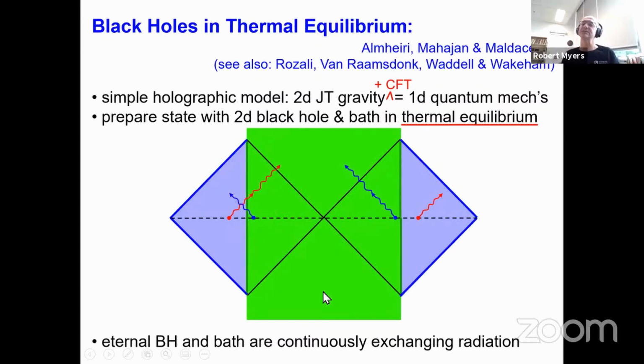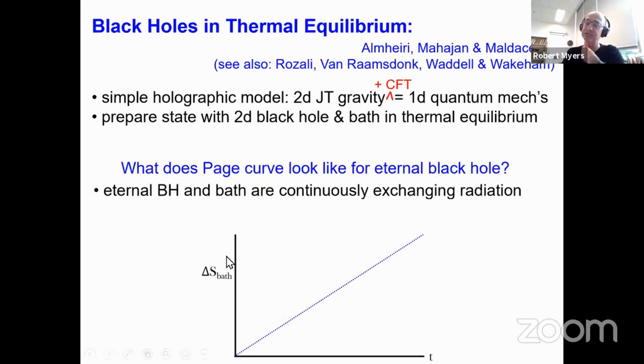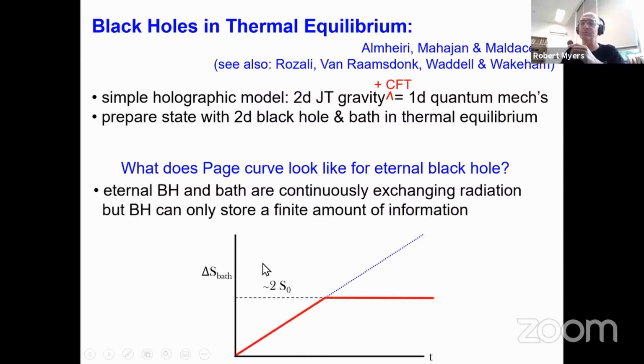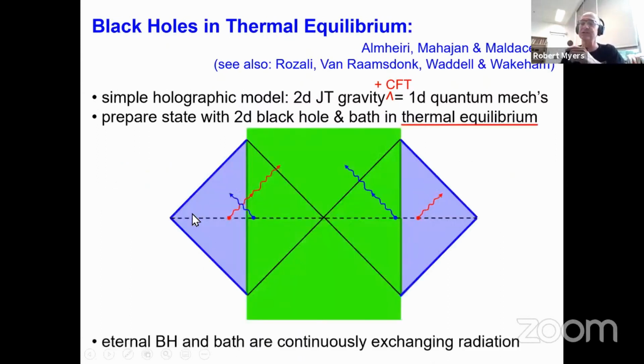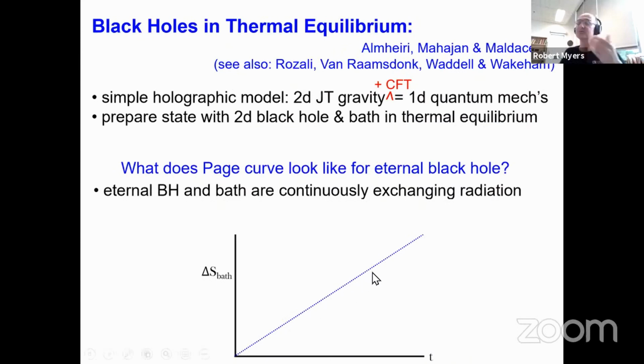Similarly, you can have processes where the quanta start in the gravitating region. This quanta again falls into the black hole. This one climbs out of the gravitating region and wanders off into the bath. And so what would Page's entropy curve look like there? Well, naively, this process just continues forever. And so the change in the entropy of the bath radiation is just increasing as more and more of these exchanges take place.